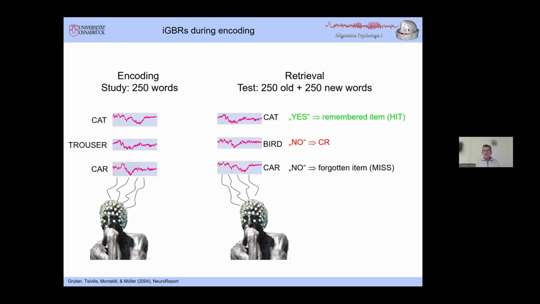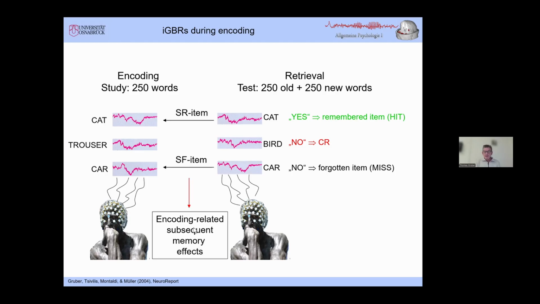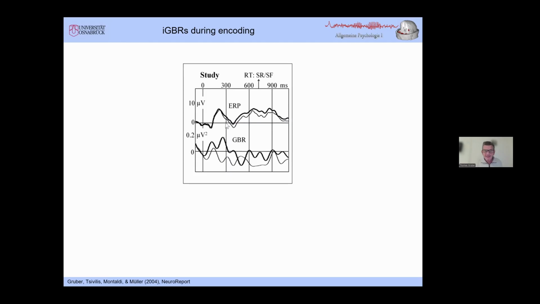And if we now want to learn something about encoding, we simply have to compare remembered items to forgotten items. The proper term for this encoding-related effect is subsequent memory effect. We compare subsequently remembered to subsequently forgotten items. So something has to differentiate between car and cat because cat is remembered and car is not. And now the hypothesis is quite clear. This should be something in the gamma band because this has to do with object representations, with networks. And in fact, yes, if we look at the gamma band response, now I have not a time by frequency plot, but to show you the final results, I took a line plot here of the gamma band response in the lower part of this figure.